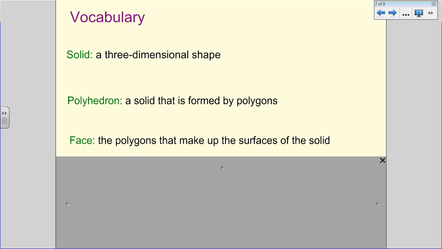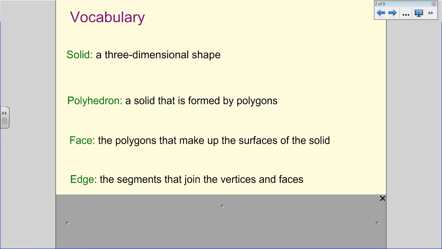Face: the polygons that make up the surfaces of the solid. When we talk about the faces of a polyhedron, think of a box that we get in the mail, that we ship something in. The rectangles that make up the surface of that solid are called the faces. And the edges are the segments that join the vertices and faces. Today you're going to look at naming faces, naming these polygons that make up the sides, and then the segments that join them, where you see the joint of the sides.